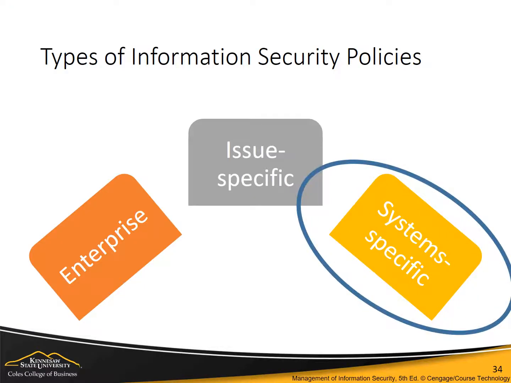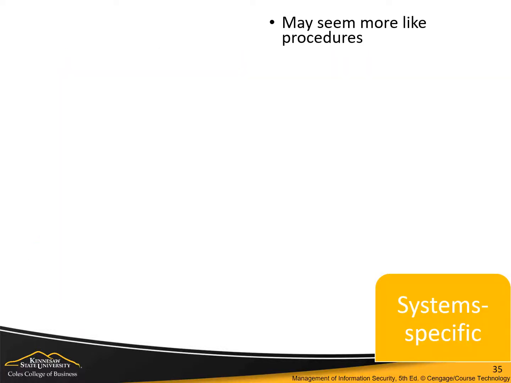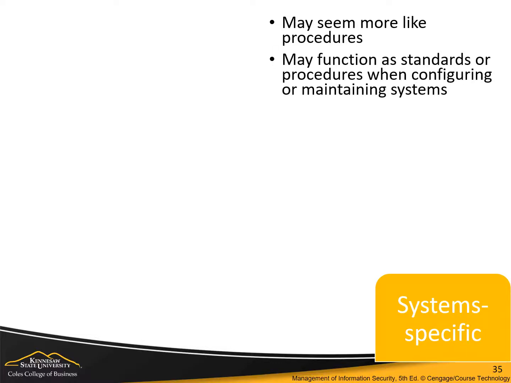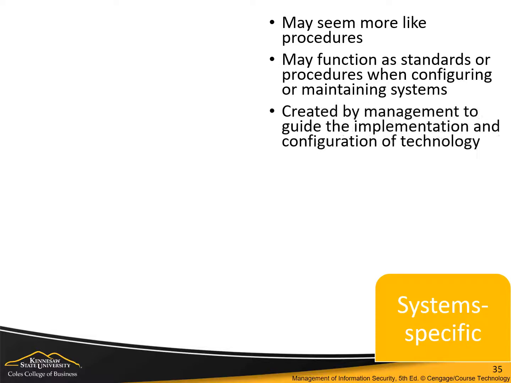Now we look at system-specific information security policies. System-specific security policies have a slightly different look than the enterprise and issue-specific information security policies. In fact, they may seem more like a set of steps or procedures. System-specific policies do function as standards or procedures that are used when systems are configured and/or maintained. They are created by management to guide the implementation and configuration of the organization's technology assets.